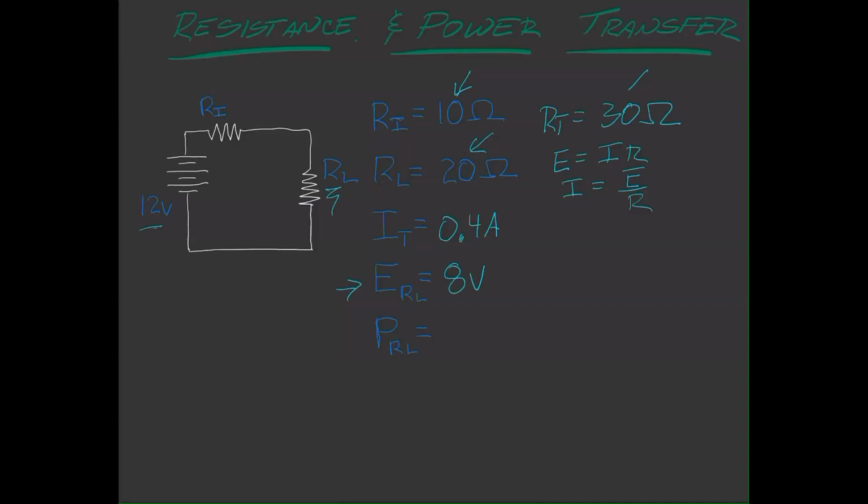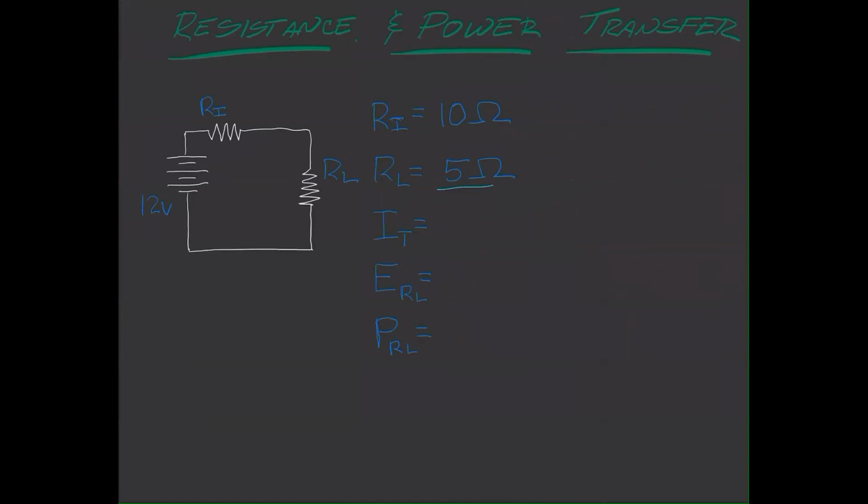That makes sense if we think about it. This resistor is twice as big as this one, so 8 volts here, 4 volts there. That's making sense. Power, we know, equals current times voltage, so power is going to equal 0.4 times my 8 volts, 3.2 watts. So there we go. In this case, we get 3.2 watts.